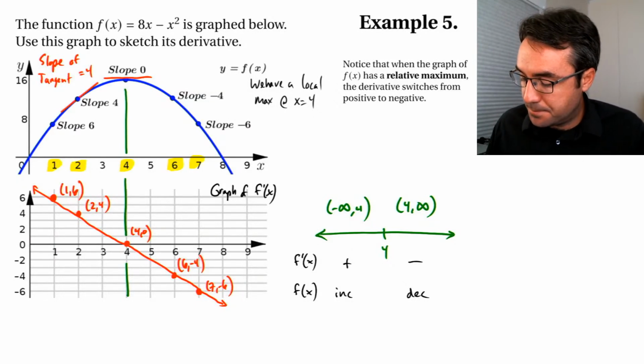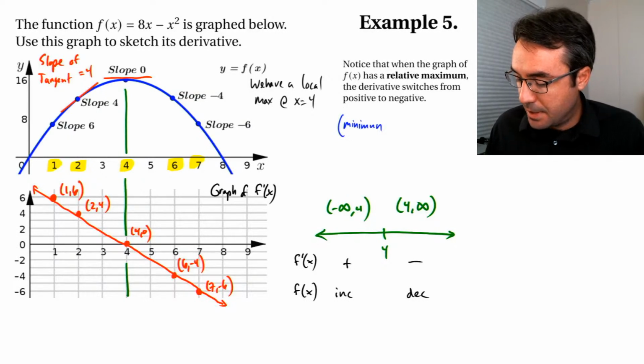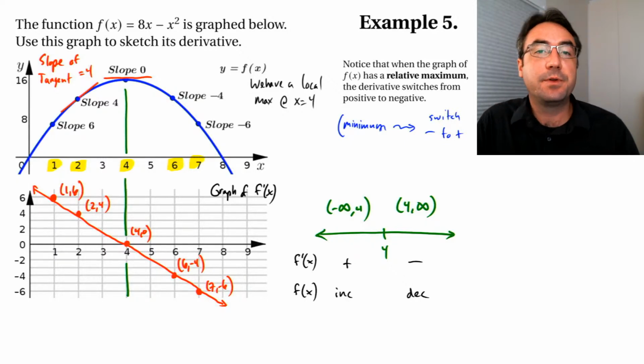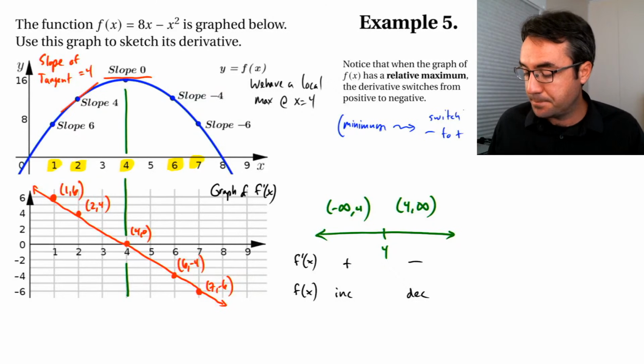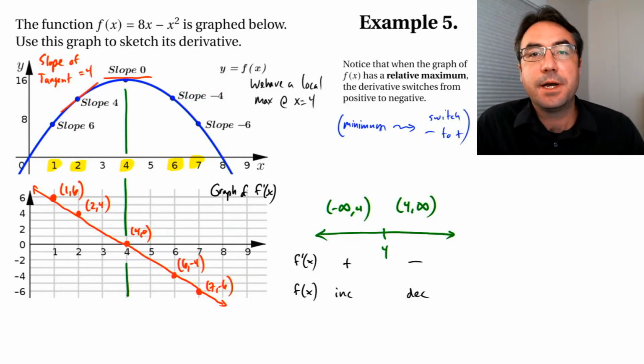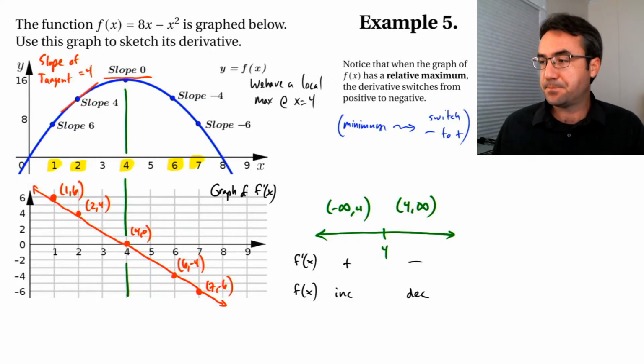For a minimum, it would be if we saw a switch from minus to plus. So if our derivative went from negative on the left to positive on the right, we'd have a minimum. So just some interesting behavior to keep in mind there.